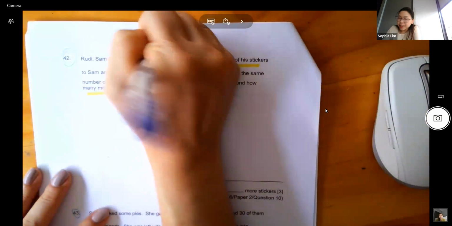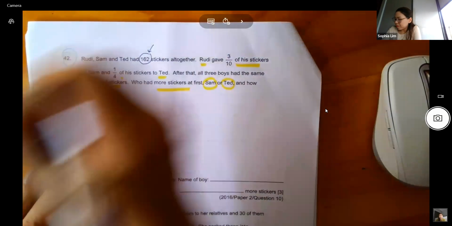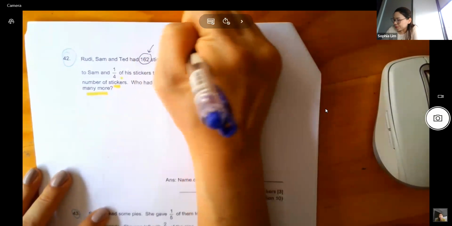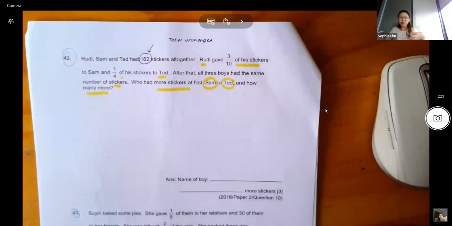Let's take a look at this 162. Will this total change? It will not. The total is unchanged, because it's just giving among the 3 of them. They didn't give to someone outside, and the father didn't take away anything. So the total is unchanged.